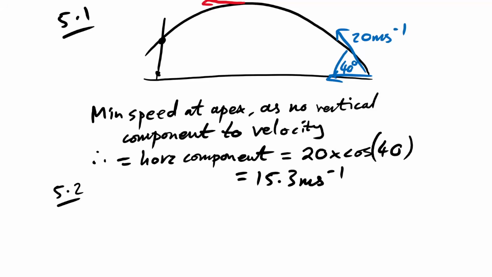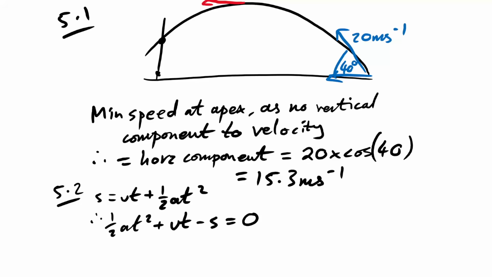5.2, we're just being asked to prove that this equation is the case. We have t squared and t, so therefore it looks like it's going to be s equals ut plus half at squared, doesn't it? Or in other words, half at squared plus ut minus s is equal to 0. We have our s already, that's 3 meters. What is our acceleration? Well, that's 9.8, isn't it? And so that's then t squared.